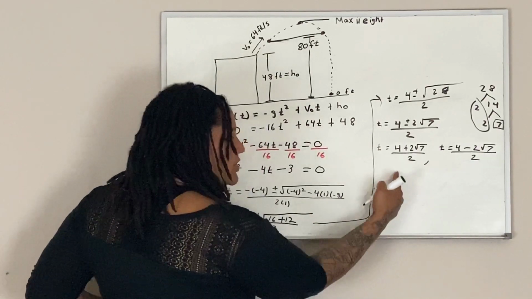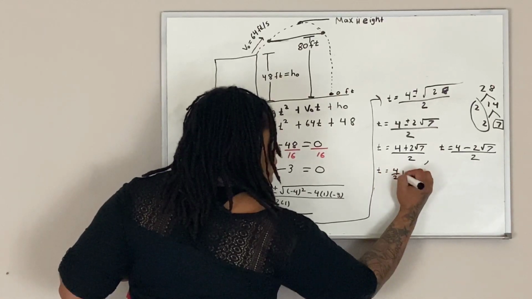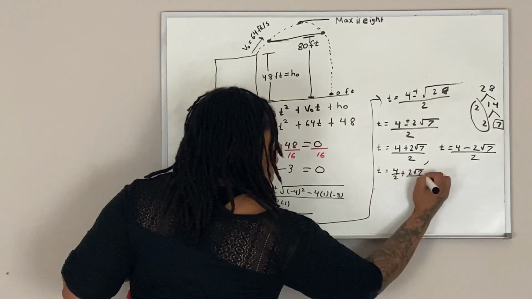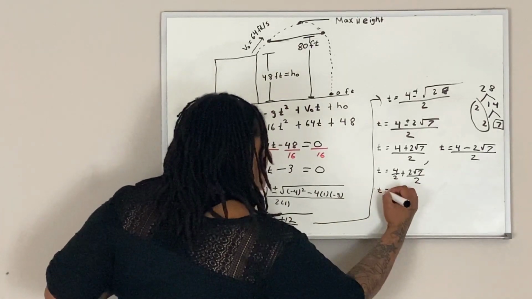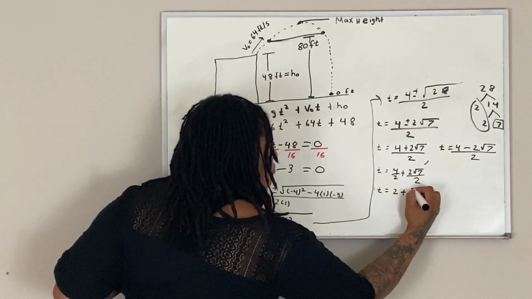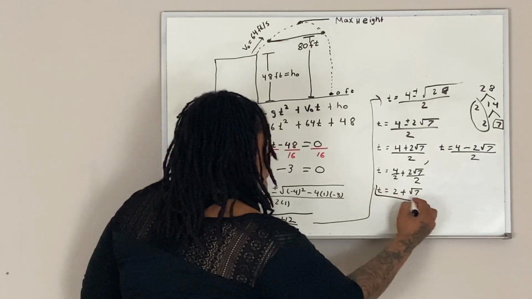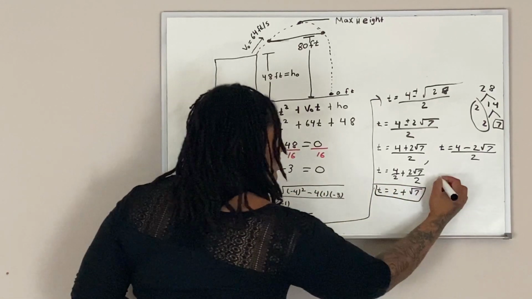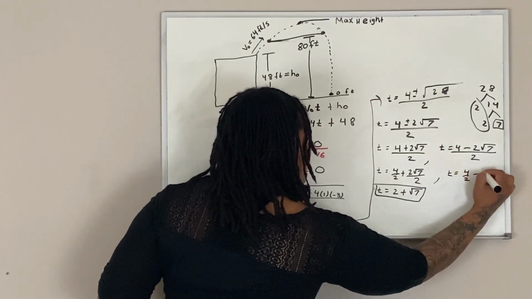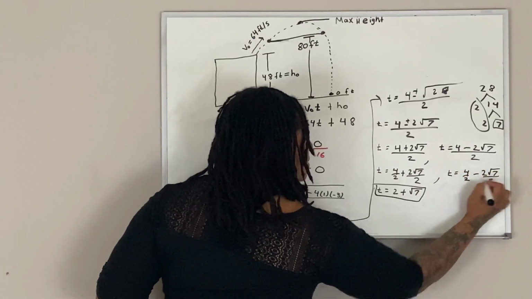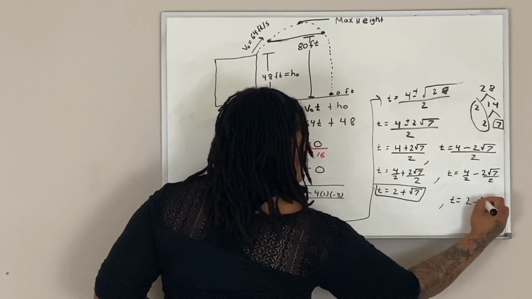So we're just going to break up the fraction a little bit more. I'm going to focus on this one for now. So I'm going to say t is equal to 4 over 2 plus 2 root 7 all over 2. And right away, 2 goes into 4 2 times. So now we have t is equal to 2 plus root 7. Why? Because the 2's over here cancel. So that is one answer. And if I come over here, I can do the same thing. So t is equal to 4 over 2 minus 2 root 7 all over 2. And also t is equal to 2 minus root 7.